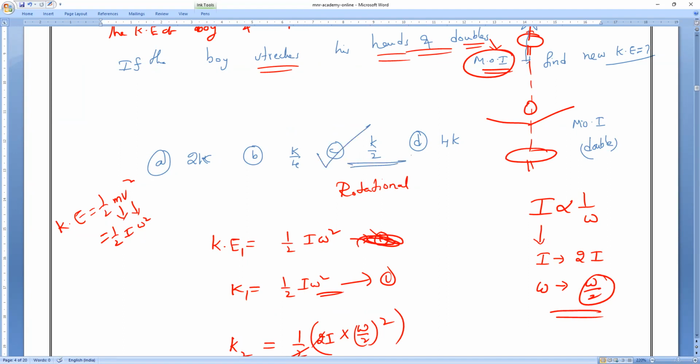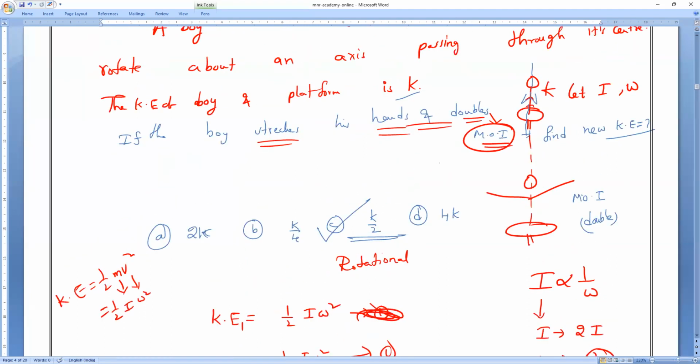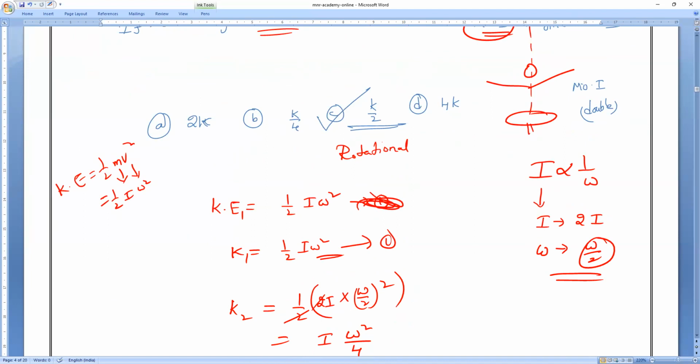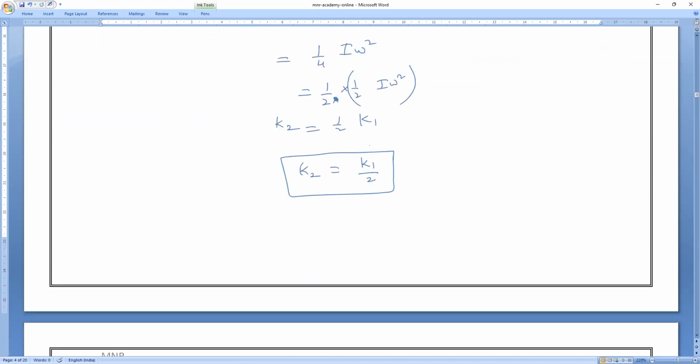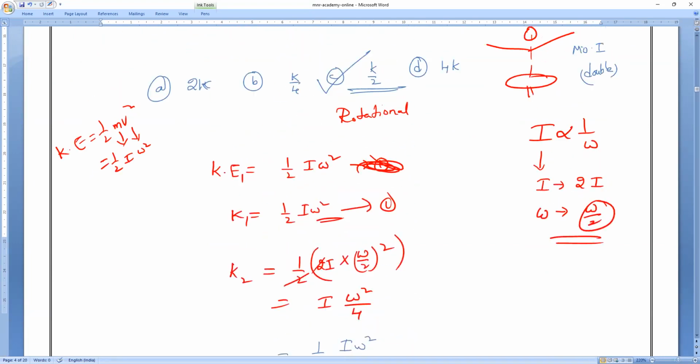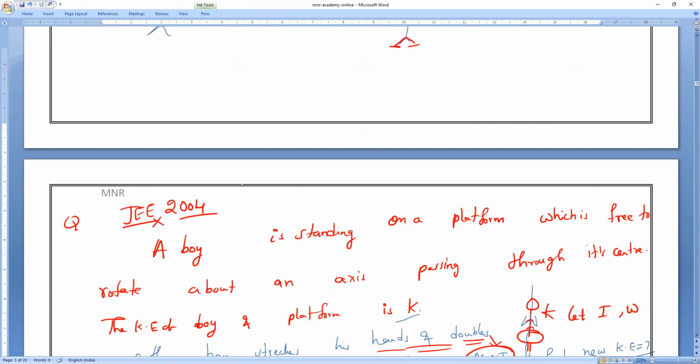So if he stretches his hands, the moment of inertia becomes double, which means the kinetic energy becomes half. That is what you have to remember. Please write it: if the moment of inertia becomes double, the angular velocity becomes half, and the kinetic energy also reduces. That is the relation. I hope you all understand. This is one of the JEE 2004 questions, so understanding the question is very important.